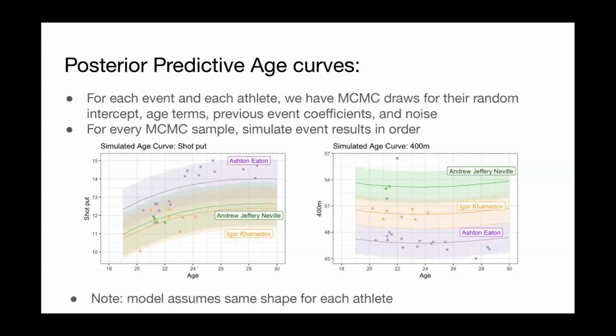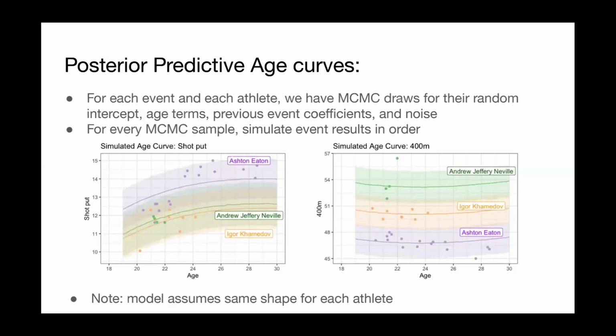So we see that the shape of the age curves are different for the shot put and the 400-meter, and we see that the predicted peaks for these events are both different, right? For the shot put, where we want the greatest distances, our model predicts that to happen in the later stages of an athlete's career, whereas for the 400-meter, where we want the shortest times, this happens in the early 20s.